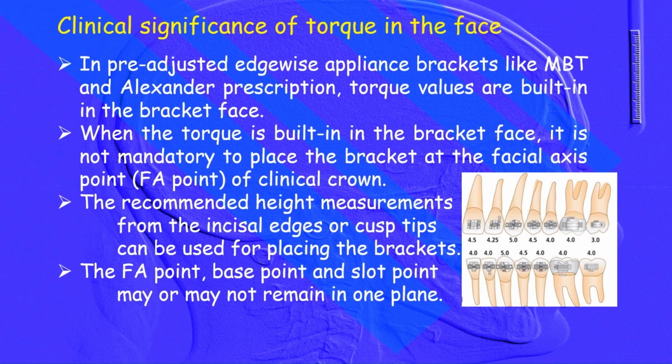Now let us discuss the clinical importance of torque in the face. In many pre-adjusted edgewise appliances like MBT and Alexander prescriptions, torques are built in the bracket face. When the torque is built in the bracket face, placing the bracket at the facial axis point or far point of the clinical crown is not mandatory. As shown in the picture, the recommended height for bracket placement can be followed for placing the brackets during bonding. Remember, the facial axis, base, and slot points may or may not remain in one line.